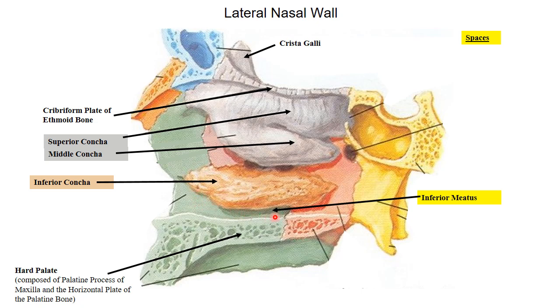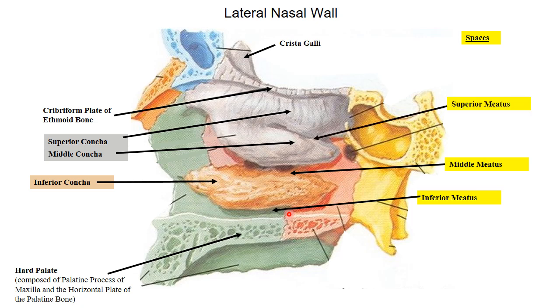This little space between the hard palate and the inferior concha is called the inferior meatus. Above the inferior concha, we have a middle meatus. Above the middle concha, we have a superior meatus. And then above the superior concha, we have something called a sphenoethmoidal recess. Again, this is sphenoid bone in yellow, ethmoid bone in gray, and this little space in between those two bones is called the sphenoethmoidal recess.